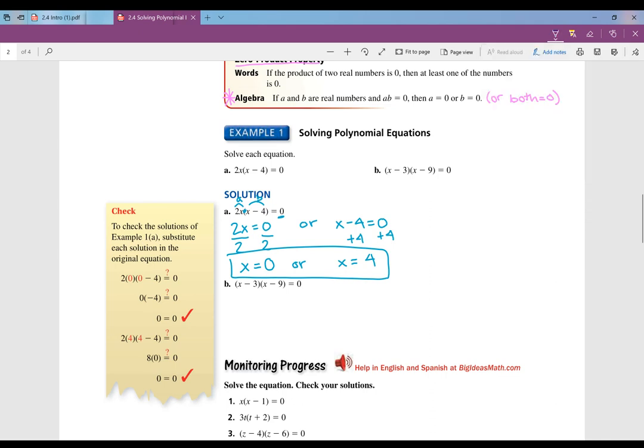Okay, let's look at part B. So for part B, we have x minus 3 times x minus 9. So again, one of these has to equal 0. So either x minus 3 equals 0 or x minus 9 equals 0. So let's solve for x. If we have x minus 3, to get rid of the minus 3, we're going to add 3. So we get x equals 3. X minus 9, we'll add 9 and get x equals 9. So our answer is either x equals 3 or x equals 9.